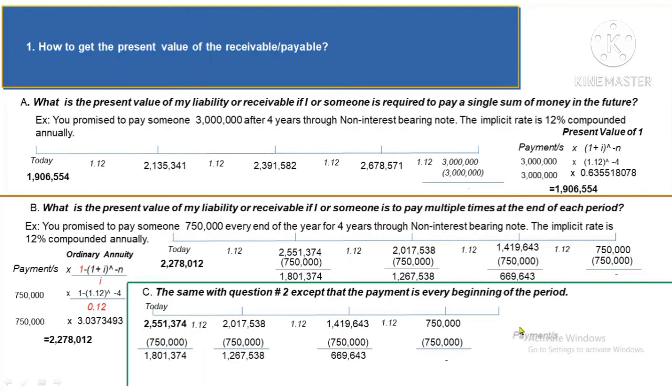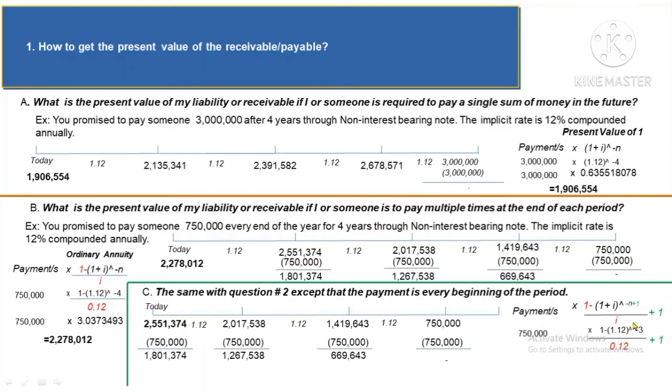2,551,374 by multiplying payments with 1 minus 1 plus i raised to the power of negative n over i. The same with this one. However, we are going to add two elements. One of them is the plus 1 here in the negative n and the final plus 1. So let's substitute. We have 1 minus 1.12 raised to the power of negative 3 instead of negative 4 because of this plus 1, over 0.12 plus 1. And then you multiply that with the payments of 750,000.